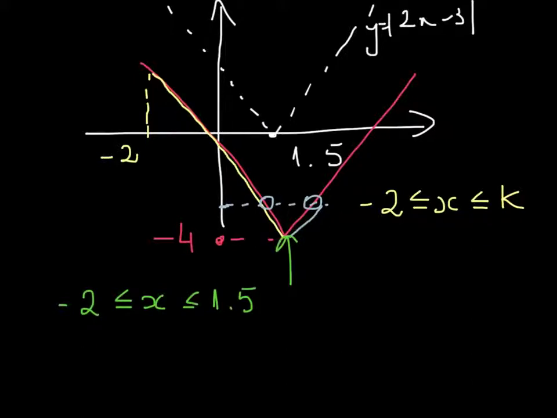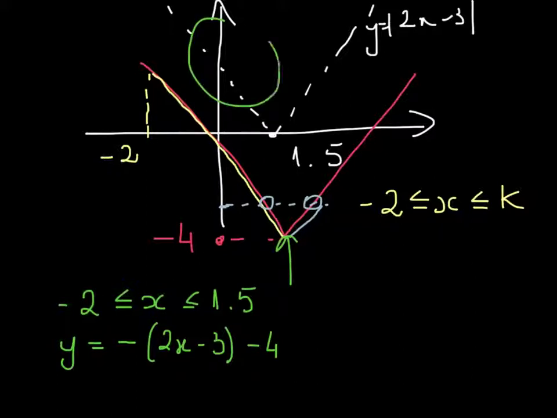Now, I know that on this domain the function has an inverse and I need to find the inverse. But for x between minus 2 and 1.5, remember that my y was negative (2x minus 3) minus 4, because this branch here came from the graph of y equals 2x minus 3 reflected on the x-axis. So minus (2x minus 3) minus 4.